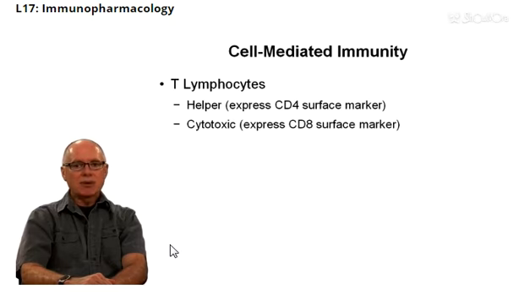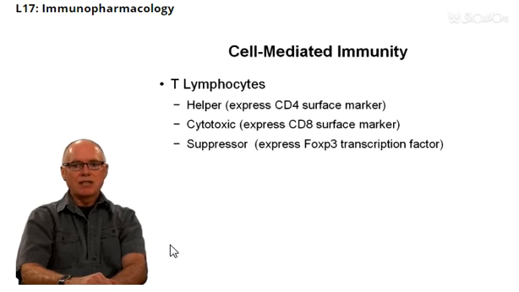Cytotoxic T cells are directly responsible for cell-mediated immunity, and they kill infected cells. Suppressor T cells produce cytokines that suppress the activity of B cells, helper T cells, and cytotoxic T cells. These cells are not well understood, and recently new types of these kinds of cells have been identified. Classical suppressor T cells are ones that express the transcription factor FOXP3.